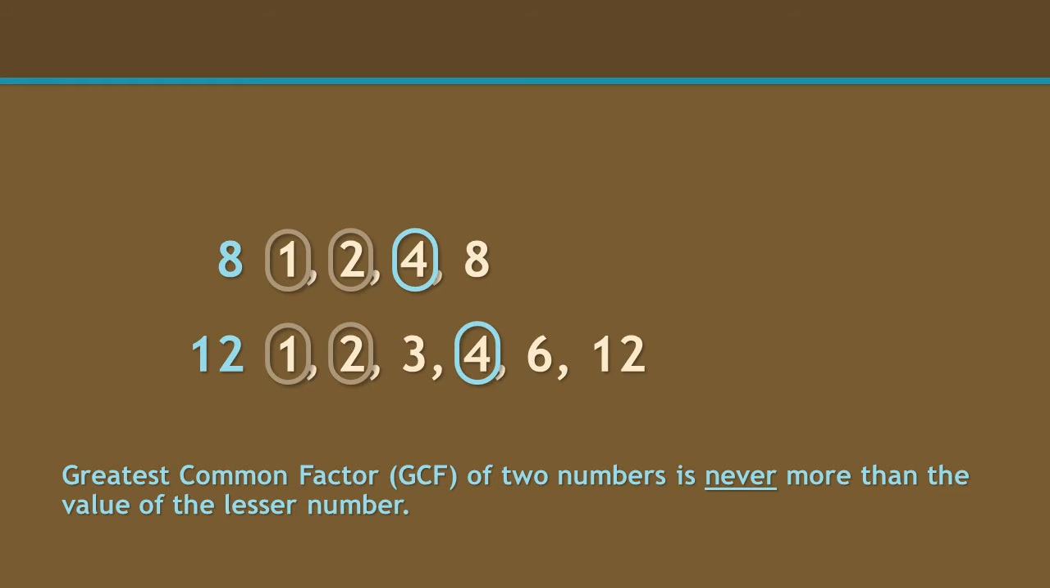If for some reason you're working out a problem and your greatest common factor is larger than the lesser of these two numbers, then you know that there's been a mistake in your calculations and you need to go back and check your work.